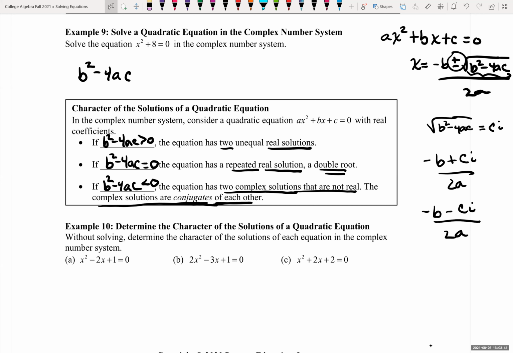Okay, so that is finishing off the complex numbers, operations of complex numbers and imaginary numbers. So I'm going to stop here and we'll go into the next section.